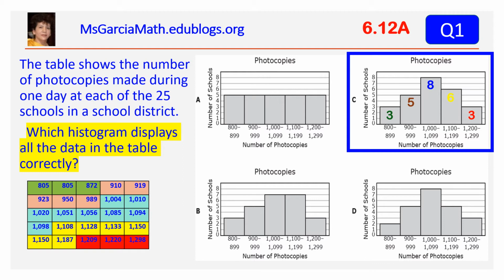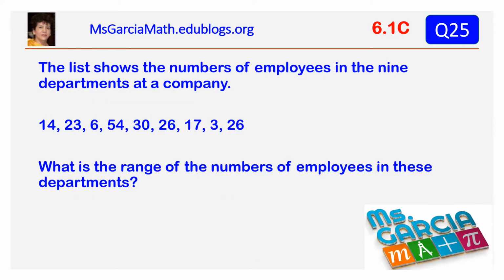How many schools make between 1100 and 1199 photocopies? 6 schools. And how many schools make between 1200 and 1299 photocopies? 3 schools. The answer is C.